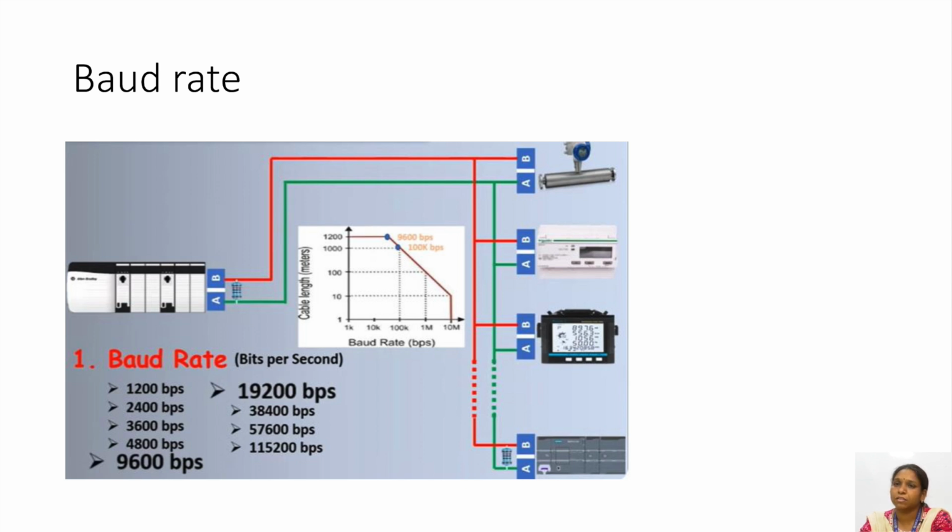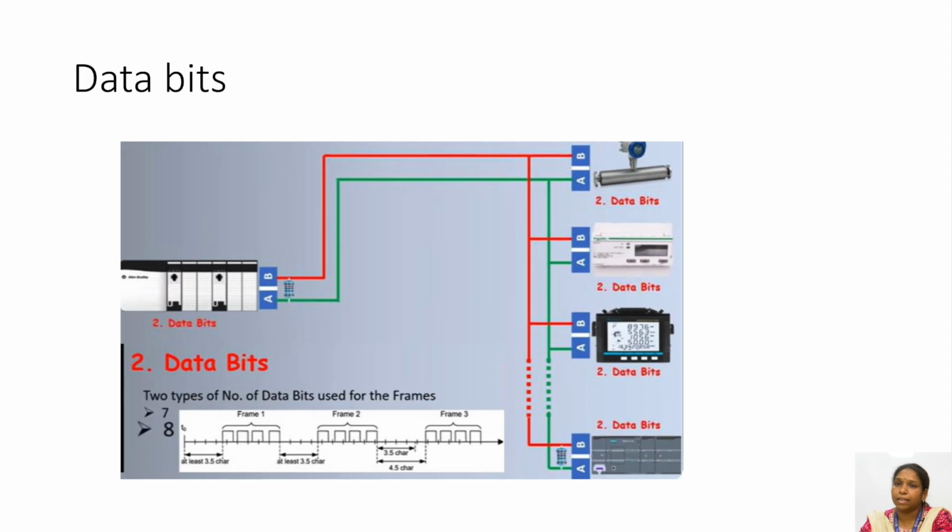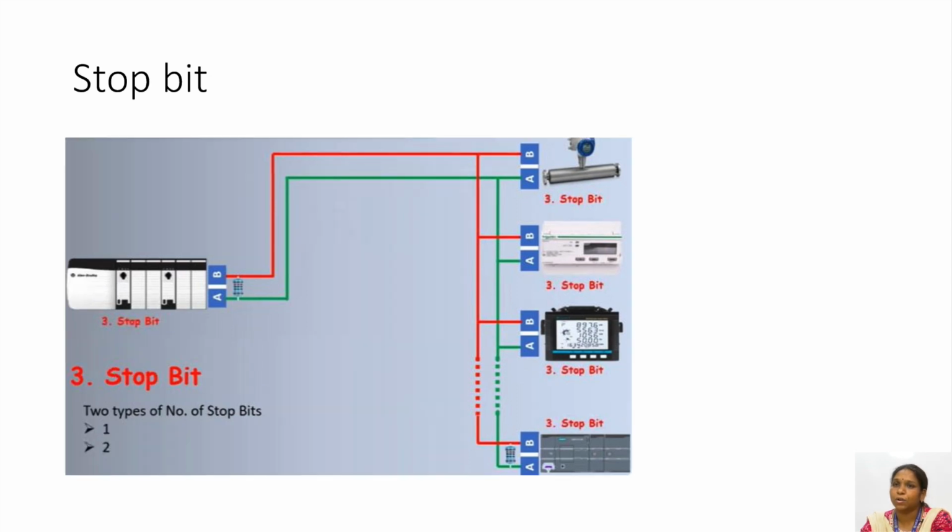So various bits per second rates can be used between the master and the slave. The standard baud rate is 9600 BPS. In data bits, there are 2 types of data bits which can be used for the frames between master and slave. It can be 7 or 8, but the standard data bit is 8. For stop bit, there are 2 types available, 1 or 2. So the standard can be 1 or it can be 2.